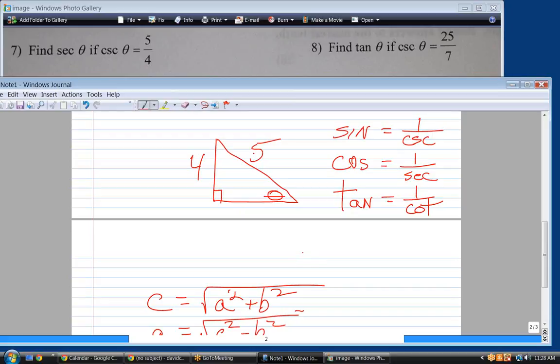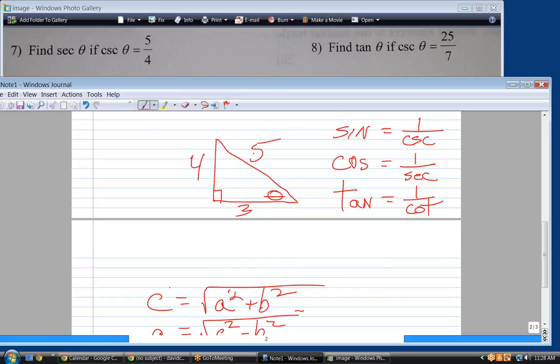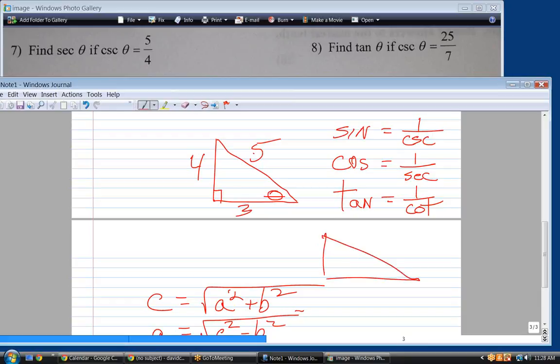So it goes the square root of what? It's going to be the square root of 5 squared minus 4 squared. There you go. That's 9, so that's 3. Now, notice that if we were super aware of the 3, 4, 5 triangle, the moment we see a 4 here and a 5 hypotenuse, we don't have to go through this calculation. We know that's 3, in the same way that we knew 5, 12, 13.